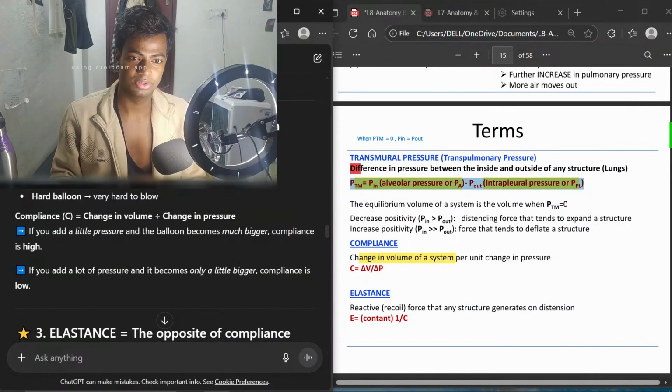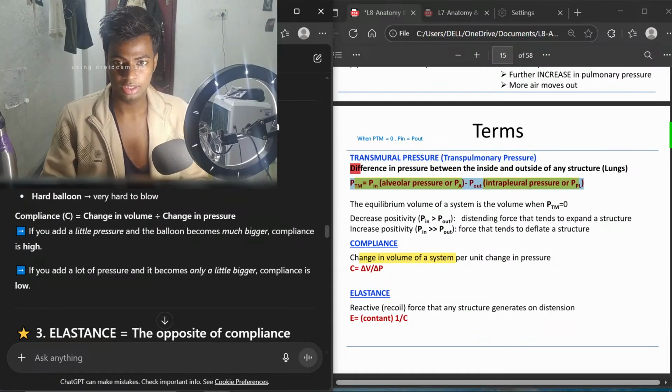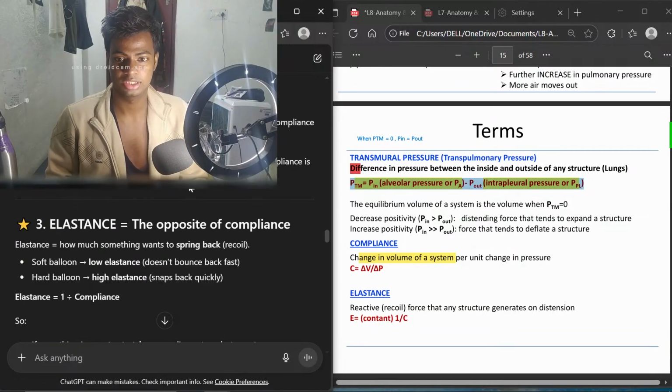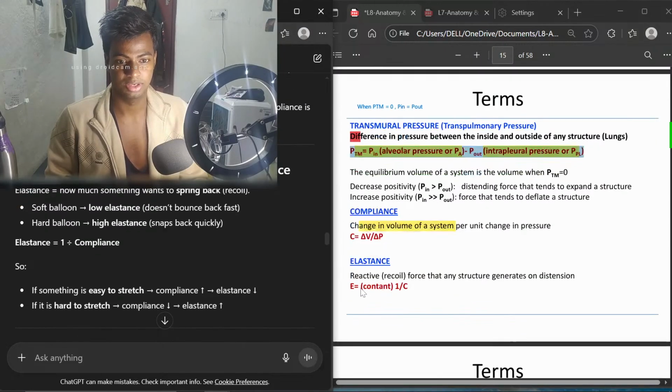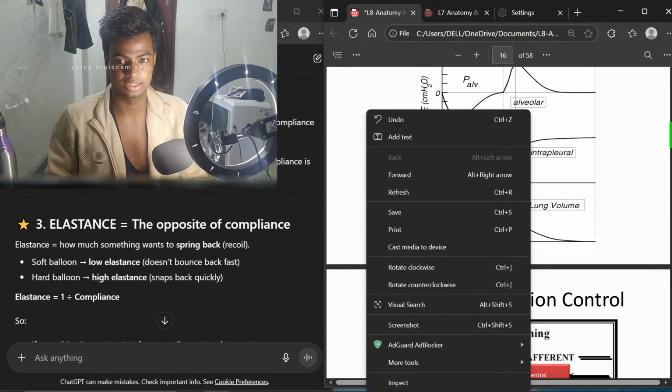So we are studying the inspiration and expiration difference. Compliance is how easy it is to stretch. I mean, if the change in volume for a change in pressure is very large, the compliance is higher. Elasticity is the opposite of compliance, how much something wants to spring back. So elastance is 1 by C.